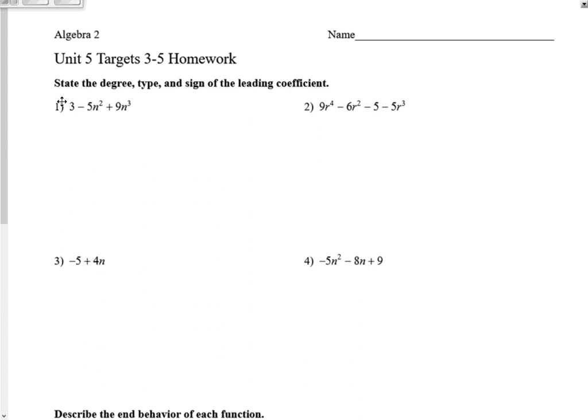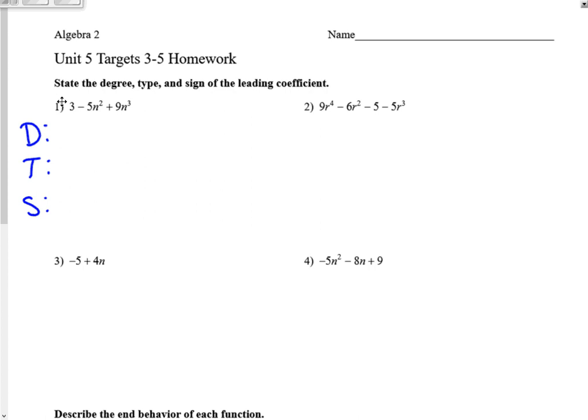So on 1 through 4 they want us to state the degree, the type of the function, and the sign of the leading coefficient. Remember, the degree is always the biggest exponent in our polynomial. If that polynomial were written in standard form, it would be up front.